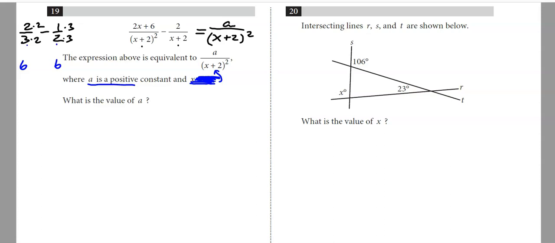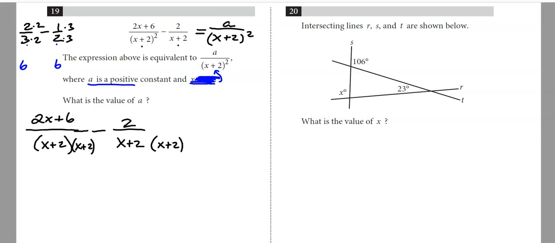So I'm kind of going to do that same idea here. So let's go like this. We have 2x plus 6 over x plus 2 squared minus 2 over x plus 2. Well, to get those to match, this x plus 2 squared on the left is really just x plus 2 times itself, so I can extend that bar. To make the right side match, I have to do another x plus 2 times itself. And if I do it to the bottom, I have to do it to the top. So now I think I have something that matches.